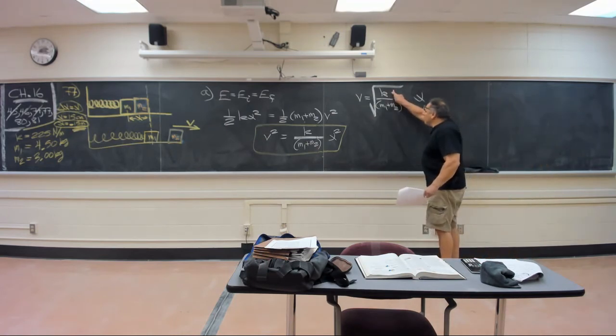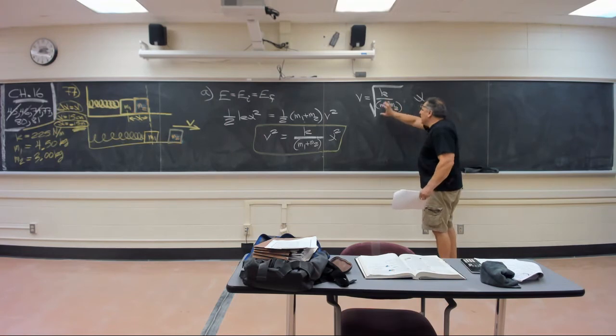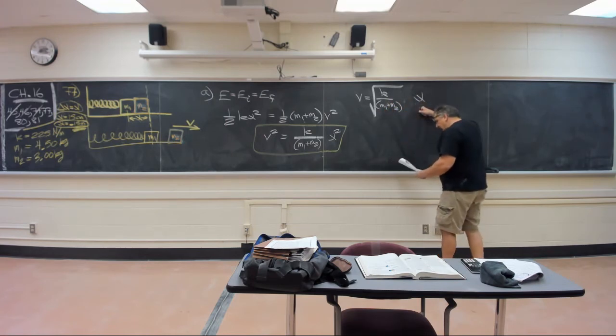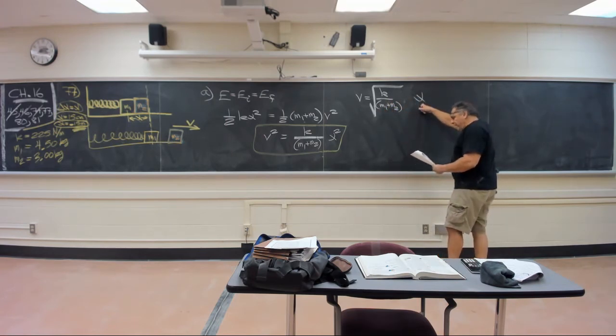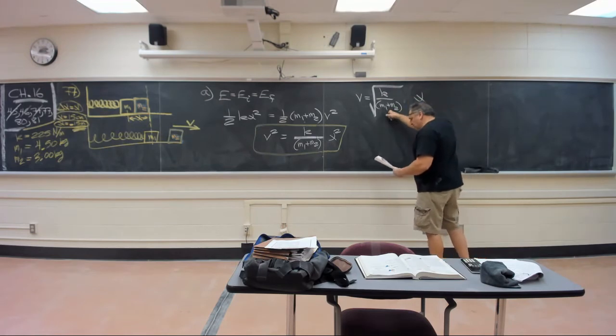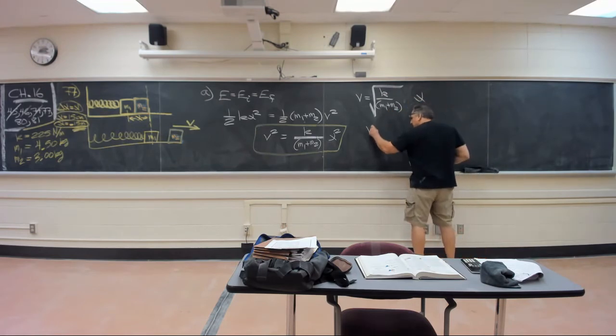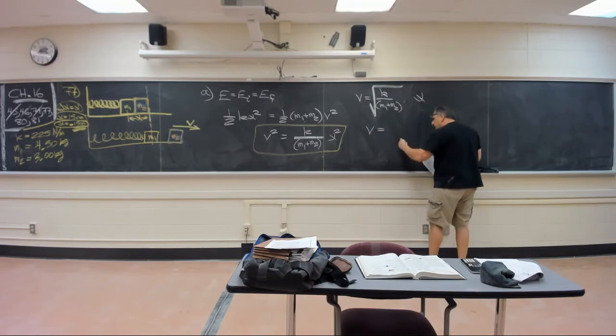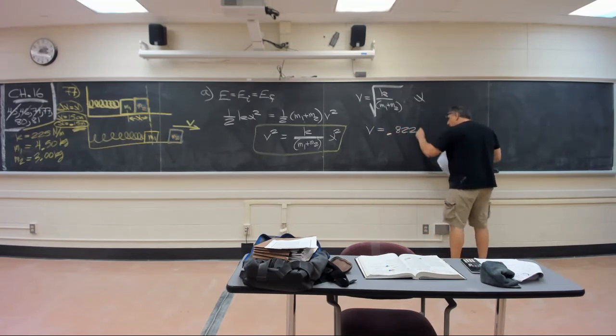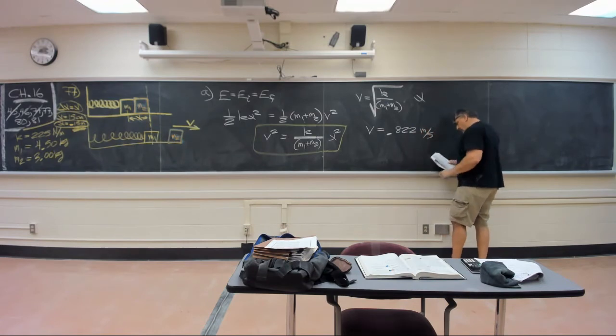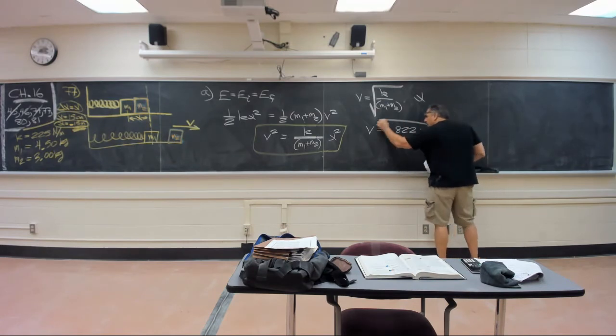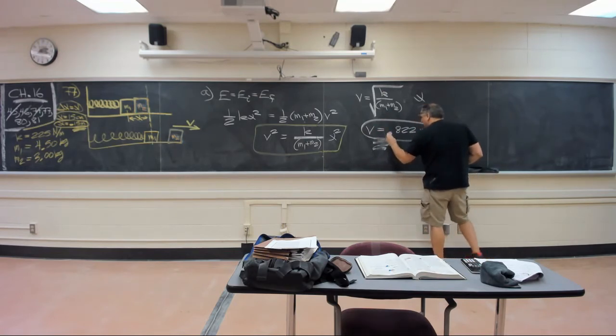225 divided by this sum, which is 7.5. 225 divided by 7.5 is 30. The square root of 30 times x. X is 0.15 meters. 0.15 meters times the square root of 30 will give you V. You plug in the numbers, just go for it. Deal with the calculator as we need to deal with it. There it is. That's the speed of both of these guys going through the equilibrium position.